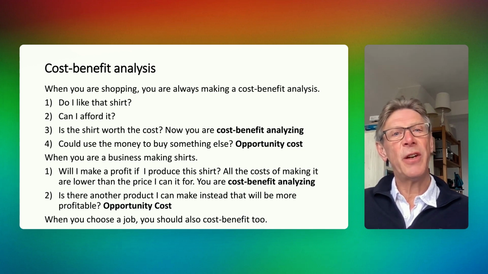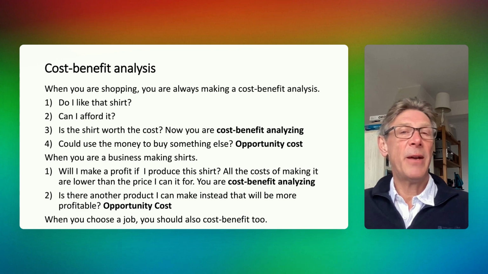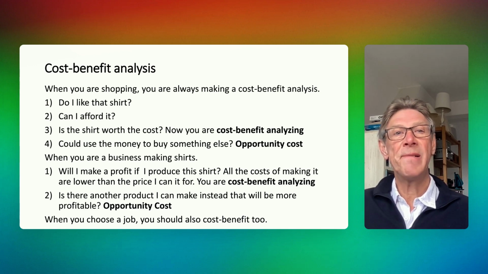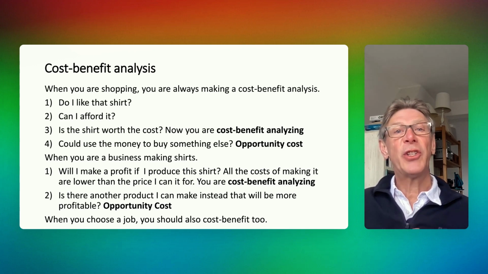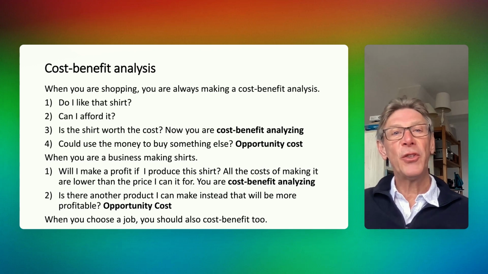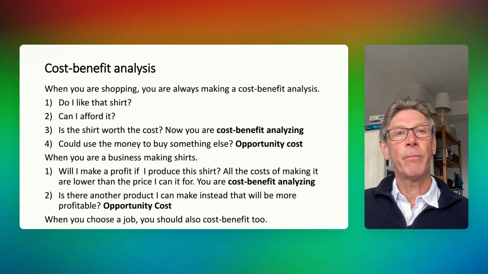When you are saying to yourself, okay, I could afford the shirt, but if I don't buy the shirt, maybe I could use the money to buy something else. Maybe there's a pair of trousers that you like. If you buy the shirt, you can't buy the something else. So there's an opportunity cost. If you buy the shirt, the cost to you is $10, but the cost to you is also the lost opportunity. You don't have the opportunity to buy something else. This is the cost-benefit analysis that you will do when you are shopping.